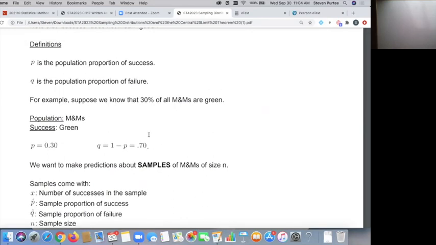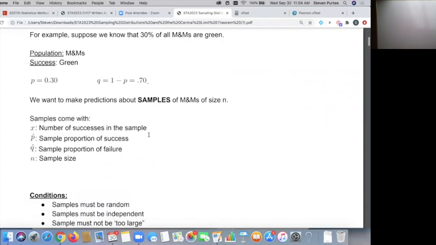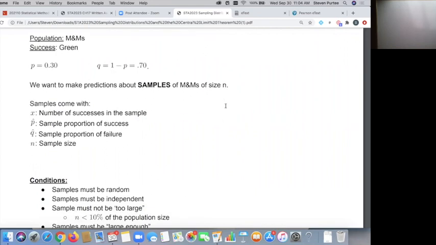Okay, so somehow we know this about the population. Now we're going to try to make predictions about samples of size n. So every conclusion we come to will always be about samples of, in this case, M&Ms. Not individual M&Ms, samples of M&Ms. So we go out and we do, theoretically, an infinite number of samples of size n. Every time we do a sample, I send you all out and I say, go find me a bag of 200 M&Ms. So everybody comes back with a bag of M&Ms.